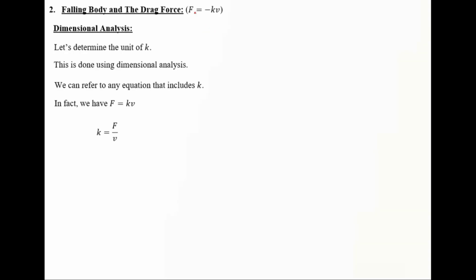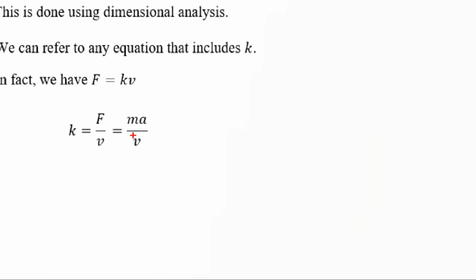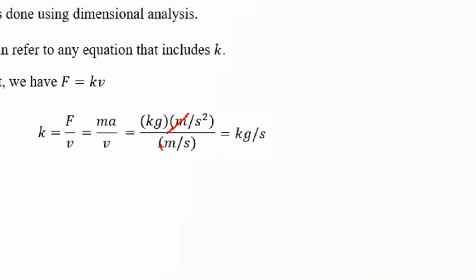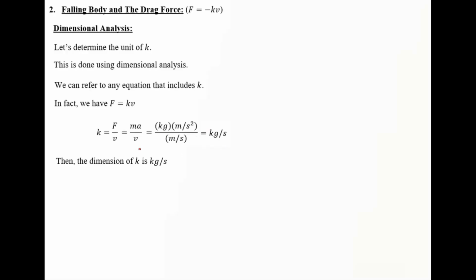And k would be represented by force over velocity. We know that the force is mass times acceleration. The unit of mass is kilogram, the unit of acceleration is meter per second squared, and the unit of velocity is meter per second. And in this case, meters and meters, they cancel. We can cancel this second with this second, then we're left with kilogram per second. Then the unit of k is given by kilogram per second.